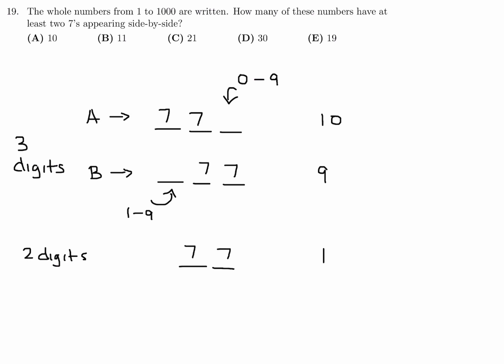Now keep in mind, they are saying at least 2 7s. So you can also have 3 7s. And 3 7s, well, there's obviously only one way of doing that. So there's one of those. So in total, I've got 10 plus 9 plus 1 plus 1. And that is 21. But this question is a bit tricky here. I think a lot of hearts have been broken because of this question, because 21 is not the right answer. You say, why? It seems like everything made sense, right?